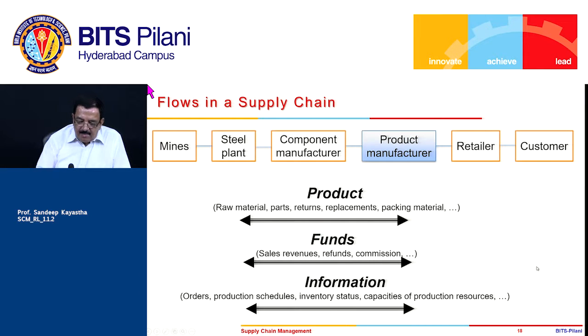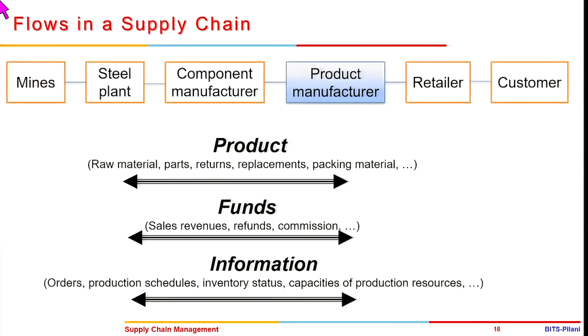Another flow that happens in a supply chain relates to information. Customers, retailers, manufacturers, component manufacturers, steel plants, mines, they all create information. They have got information about the orders. Orders are placed by the customer to the retailers. This is information. And from retailer to the manufacturer, this is also information. From product manufacturer to the component manufacturer, from component manufacturer to the steel plant, from steel plant to the mines, all these entities place orders to the previous entity. So this information flows in the opposite direction.